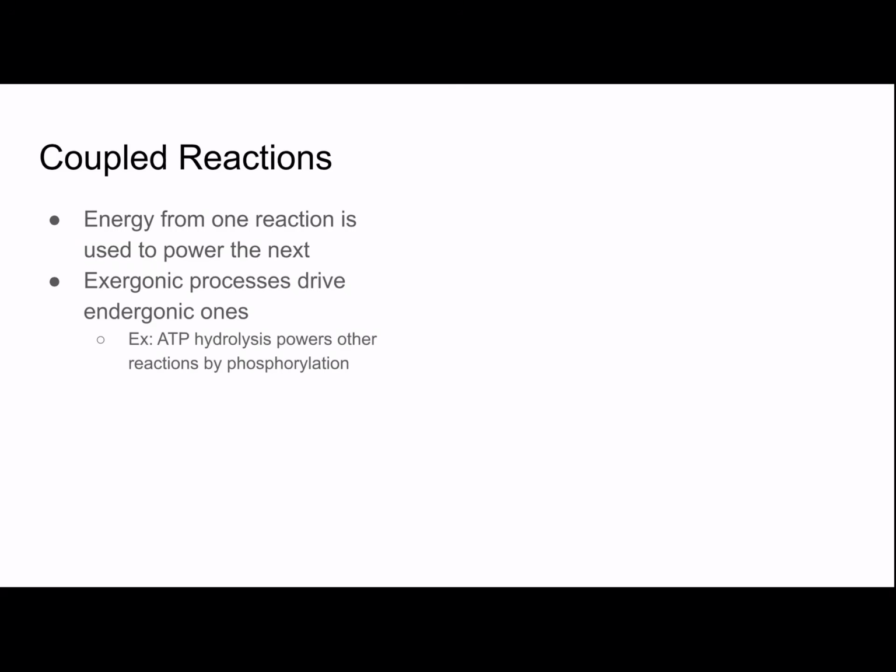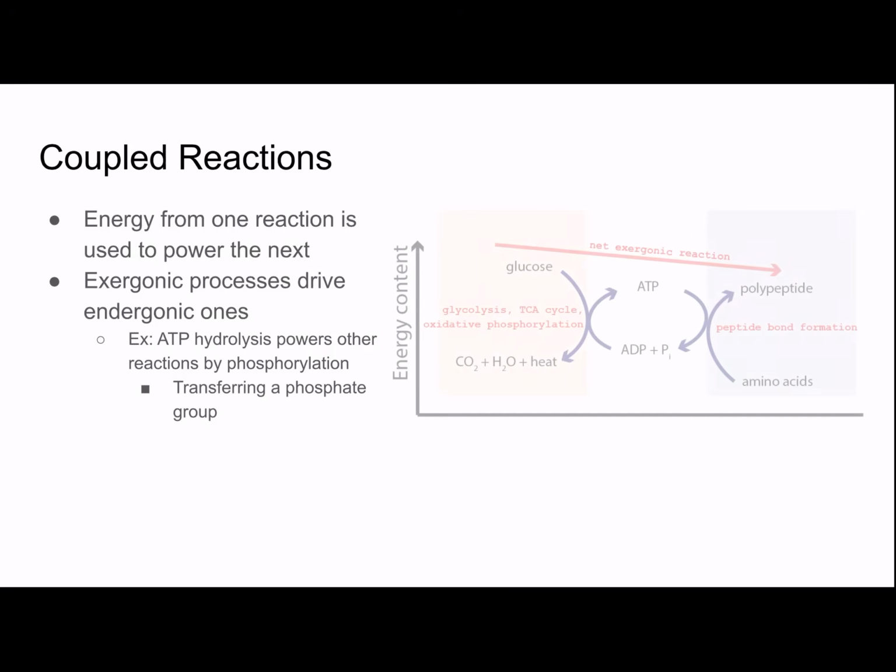An example would be ATP hydrolysis, which means that the breaking apart of ATP would power other reactions by phosphorylation. Phosphorylation is basically transferring that phosphate group, because remember, ATP will become ADP and P, and so that P is a phosphate group that would be transferred to another molecule.